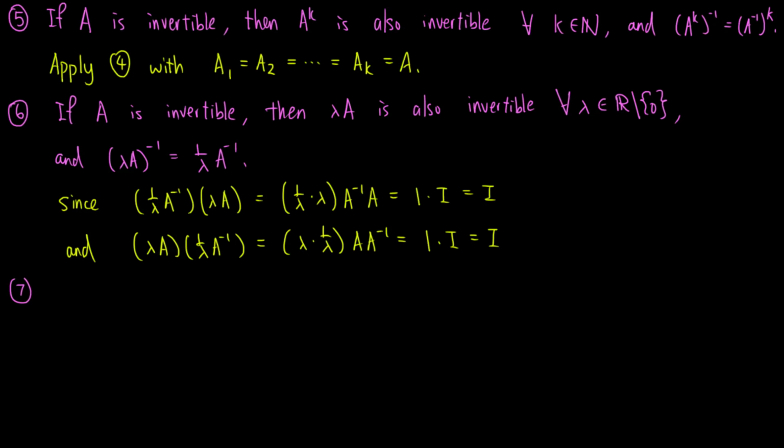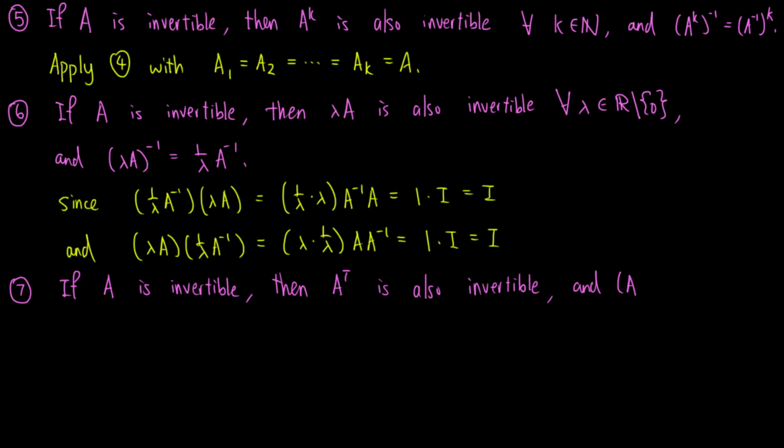For the seventh property, if A is invertible, then A transpose is also invertible, and the inverse of A transpose is the transpose of A inverse. Again, we use the definition to check this. We consider A transpose times the transpose of A inverse.